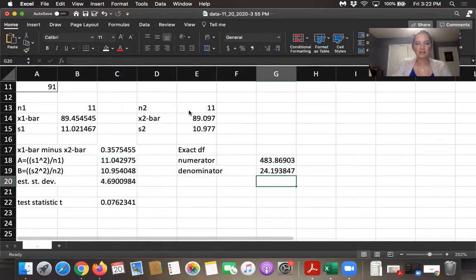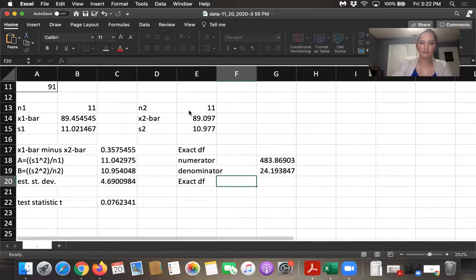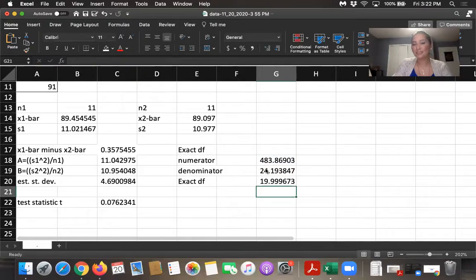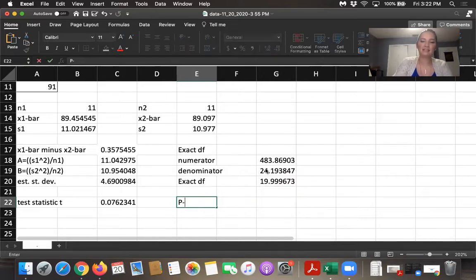I get the denominator. So the exact number of degrees of freedom is that numerator, divided by the denominator. And we get about 20 degrees of freedom, which is quite a bit more than that 10 degrees of freedom in our conservative estimate. So let's find p-values using the exact number of degrees of freedom and with the conservative estimate of the number of degrees of freedom.